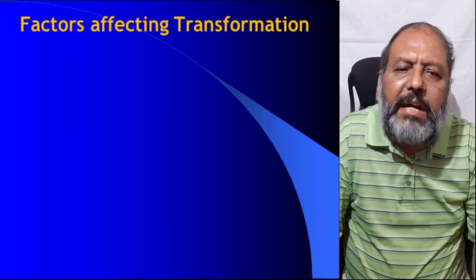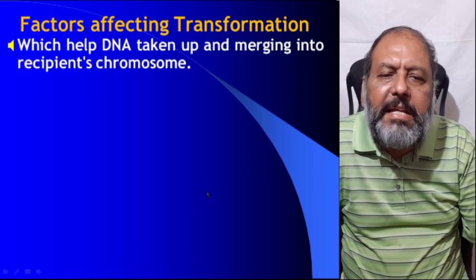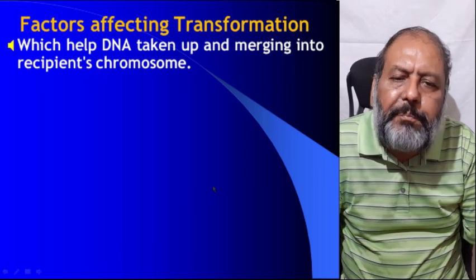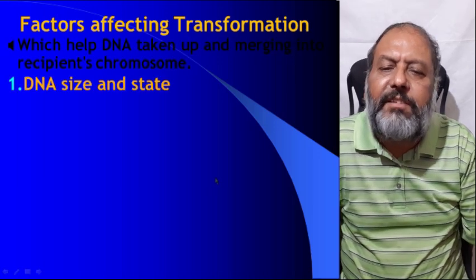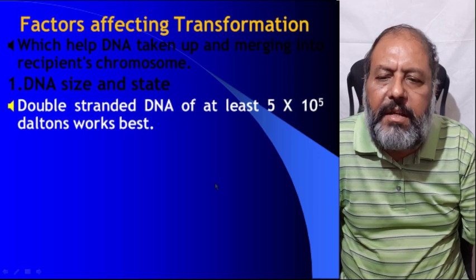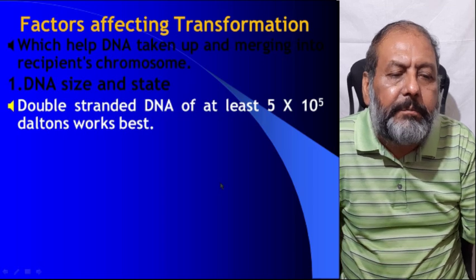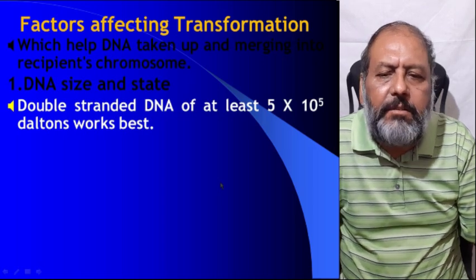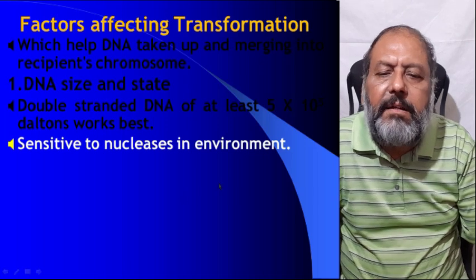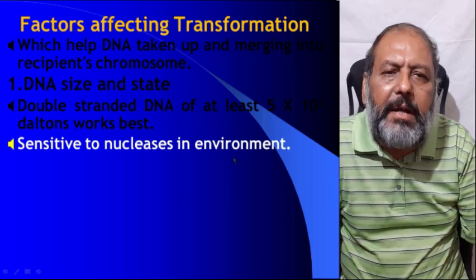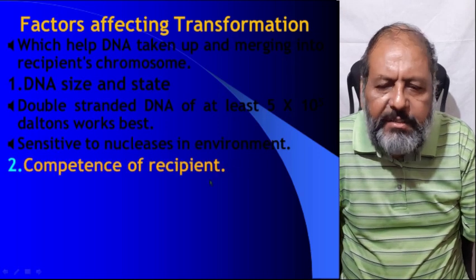Now, there are certain factors which affect transformation. These help DNA to be taken up and merged into the recipient chromosome. It depends upon the size and the state of the DNA. Double stranded DNA of at least 5 × 10^5 Daltons works best for this merging and transformation. The DNA is sensitive to nucleases in the environment, which can destroy it.